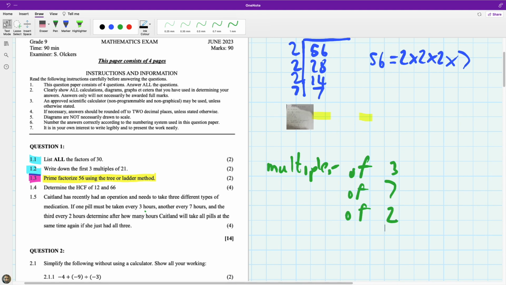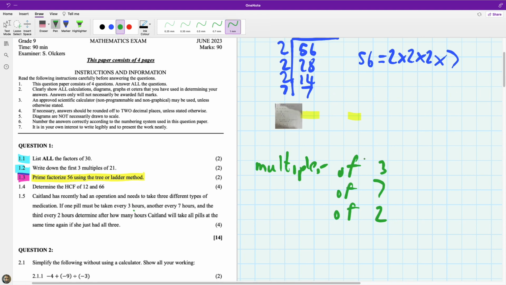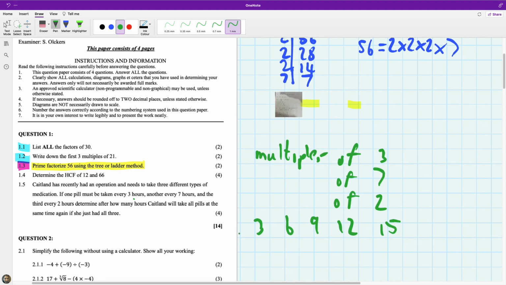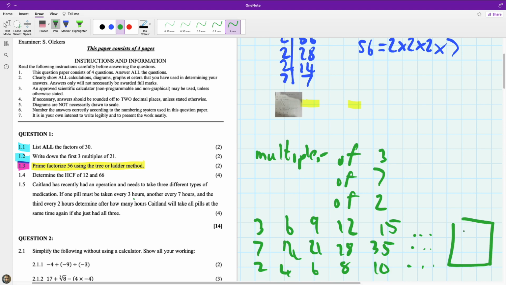There are 2 ways you could do this. The one is to write out all the multiples of 3, like 3, 6, 9, 12, 15, and you keep going. You could then also do 7, 14, 21, 28, 35, and so on. And for multiples of 2, you would go 2, 4, 6, 8, 10. You'd keep doing this until you find a number that they all go into. So that's the long way.